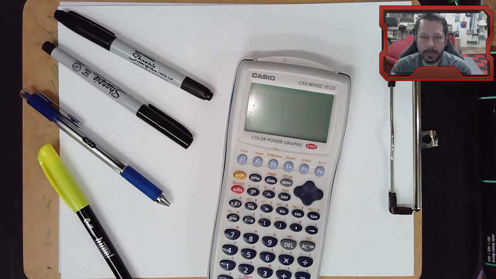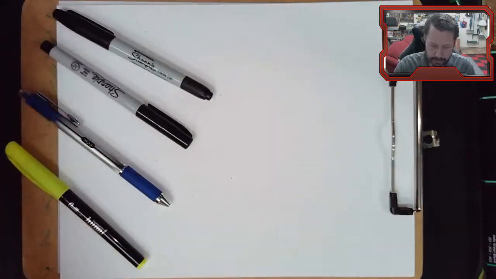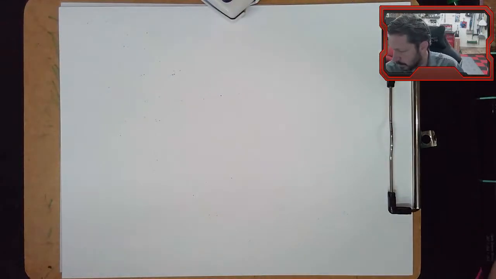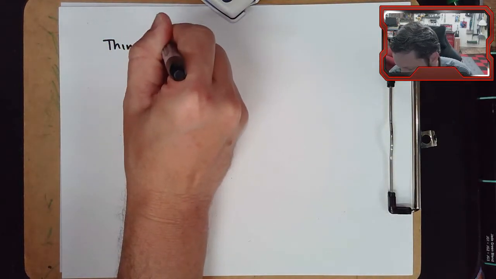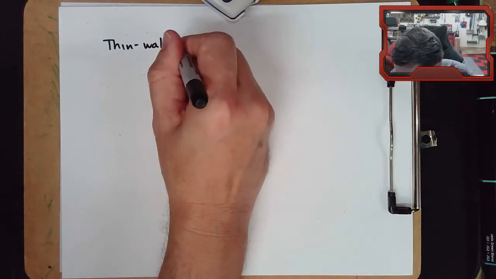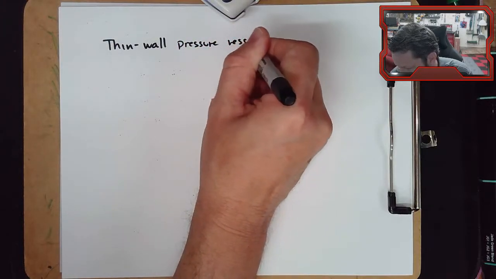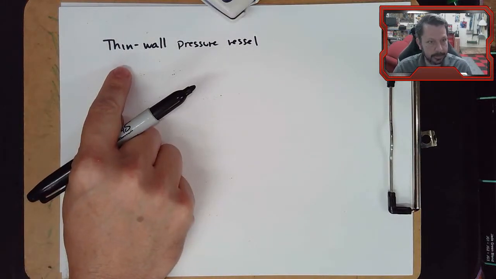All right, we are going to look at thin-walled pressure vessels today. So let me clear some stuff out of the way. Get that set to stay focused. Thin-walled pressure vessels. And we are making a distinction between thin wall and something like a thick wall pressure vessel. Once we get through some of the derivation of where these equations are coming from, you'll see why the thin wall is what we're doing.